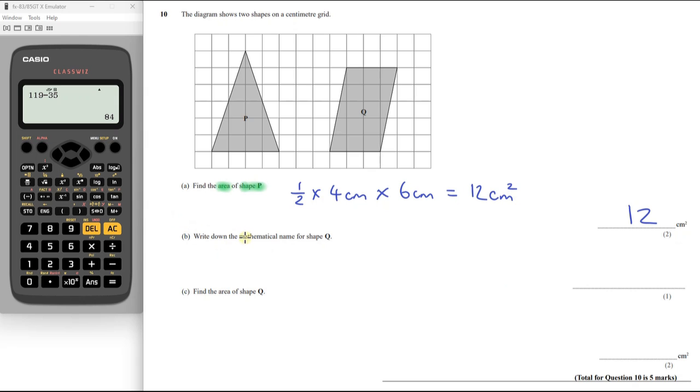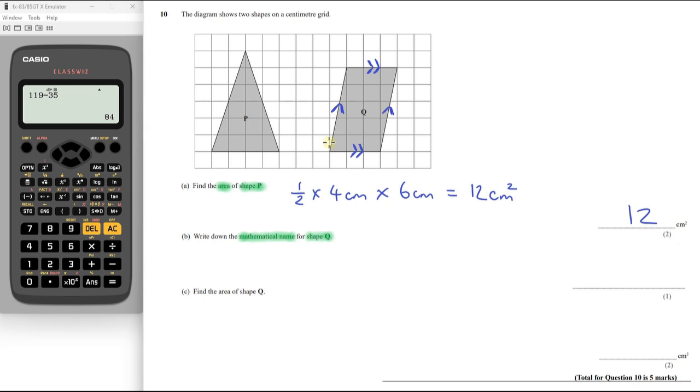So write down the mathematical name for shape Q. So shape Q, you can see we've got a pair of parallel lines here. These 2 lines are parallel, and also these 2 lines are parallel. So let's just mark that on our grid just to show you what I'm saying. So whenever we've got a shape with 2 pairs of parallel lines, that will by definition be a parallelogram.